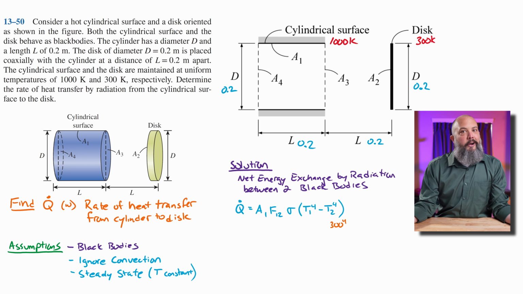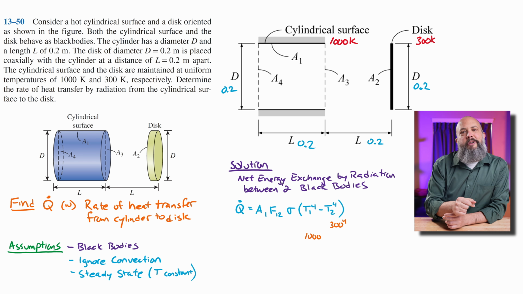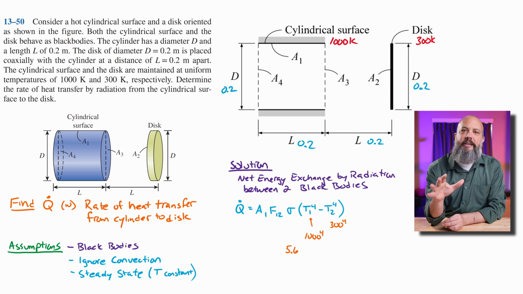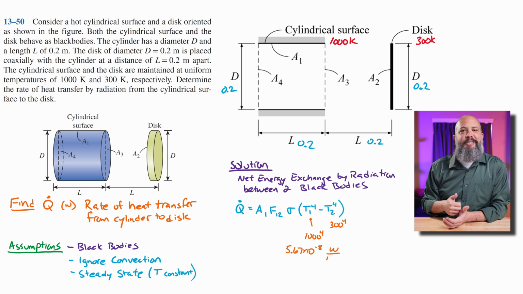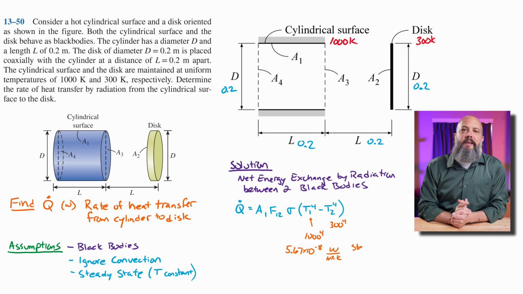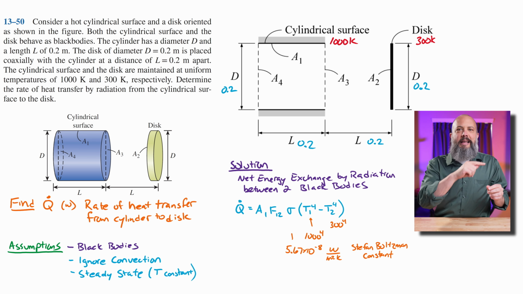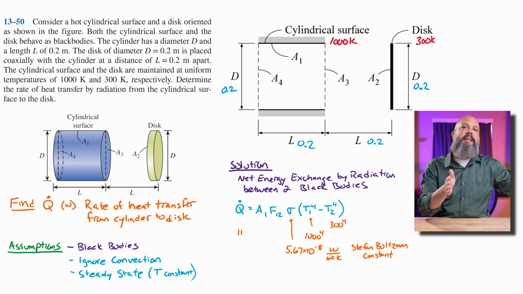So plugging in numbers that we already know, who knows, maybe it'll be just a plug and chug. 300 to the fourth, 1000 to the fourth, right? These temperatures have to be in Kelvin in this equation. The Stefan-Boltzmann constant is a constant, 5.67 times 10 to the minus 8. And we can figure out the area of the emitting surface, right? The inside of the pipe is the circumference of the pipe times its length. So pi times d is the circumference and then the length of the pipe.